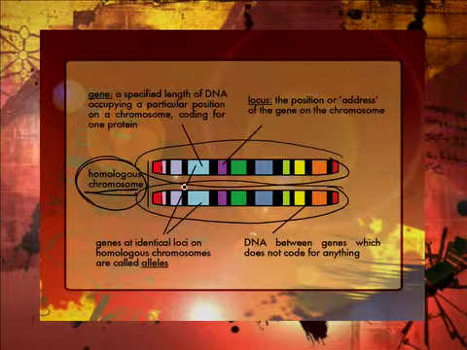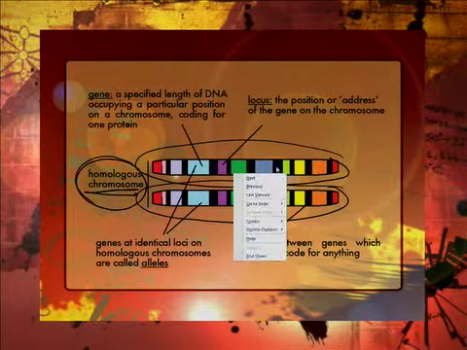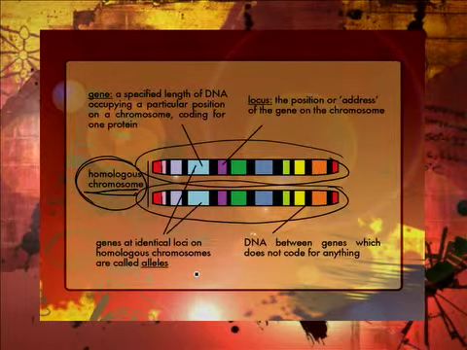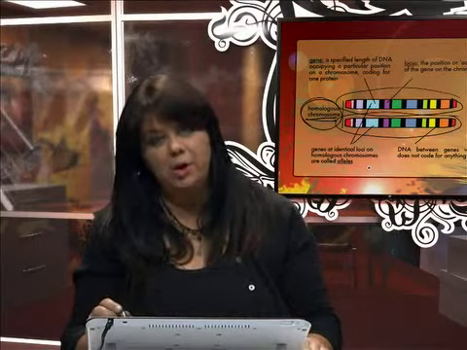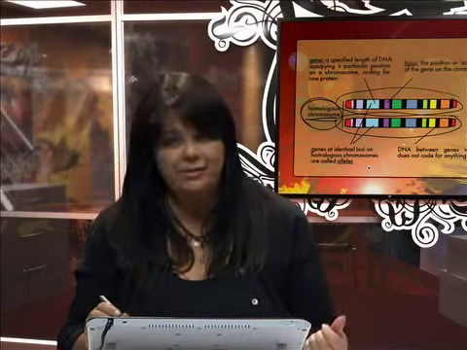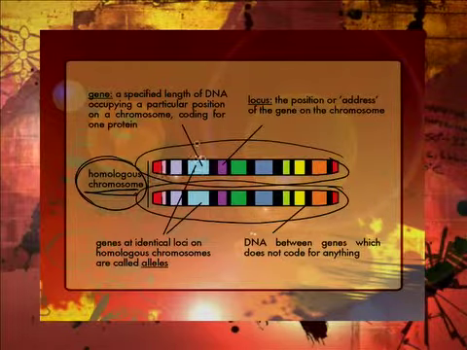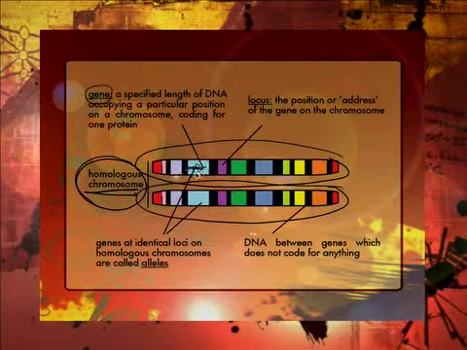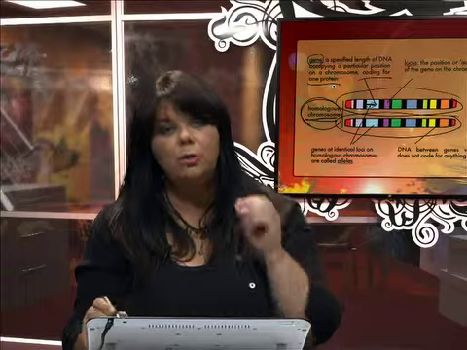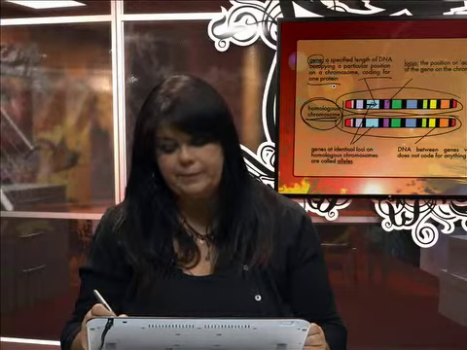Now, the whole chromosome is divided into a linear series of genes, which in this diagram I've indicated with little colored blocks. You need to understand that this is a diagram. This is not what a chromosome really looks like. And so I've shown you that a gene is a certain length of DNA occupying a particular position on a chromosome. And very importantly, that gene codes for one particular protein.